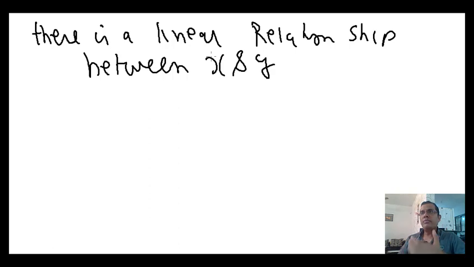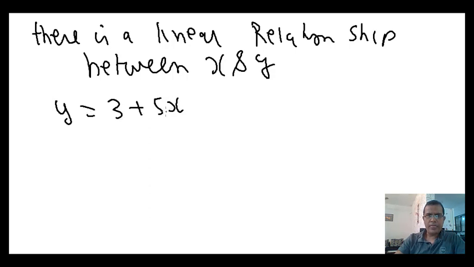If you have a linear relationship, let's say y is equal to 3 plus 5x, what does this 5 indicate? This 5 indicates that for each unit change, if x changes by 1 unit, y will change by 5 units. That is the interpretation of slope if you have a linear equation. But let's say you do not have a linear equation, you have some kind of curve, which could be anything.